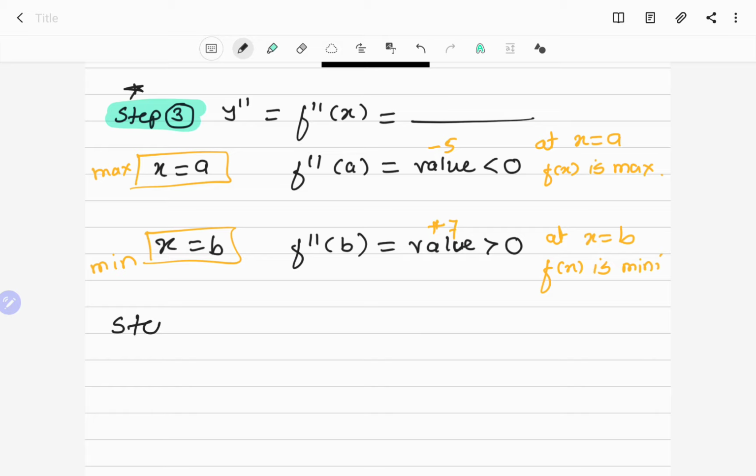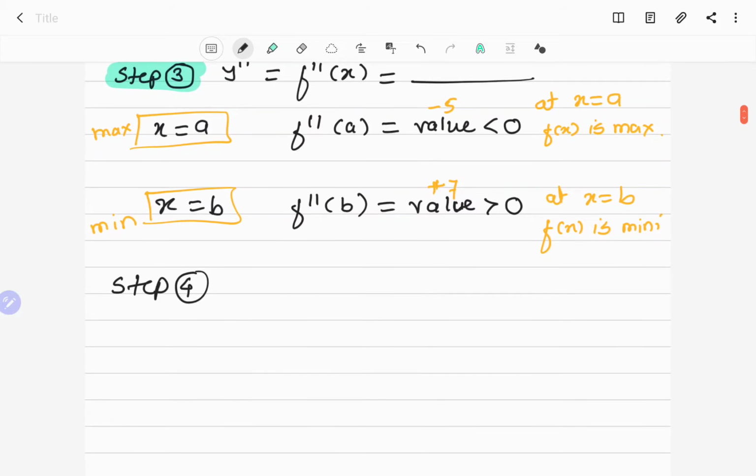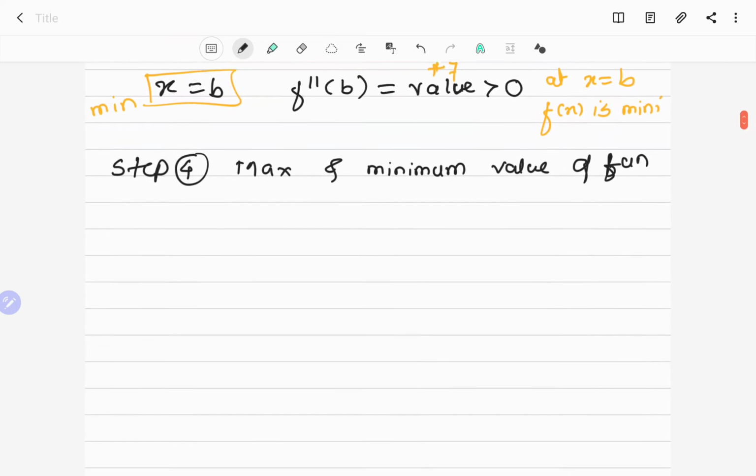Then step number 4. In step number 3, we now know where exactly maxima or minima occurs. Means we know at x equal to a, the function is maximum, and at x equal to b, the function is minimum. But the real question is, what are the maximum and minimum values of the function? So we also want the maximum and minimum value of the function. So how to find that?